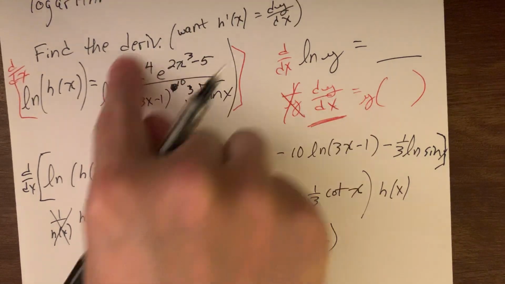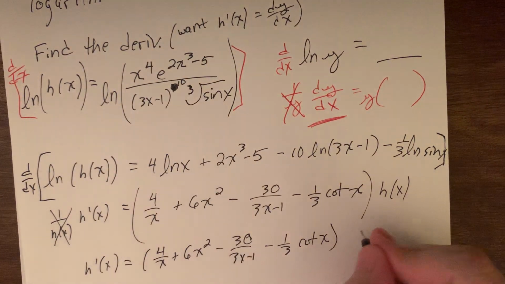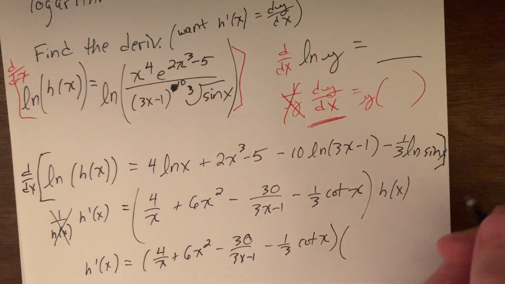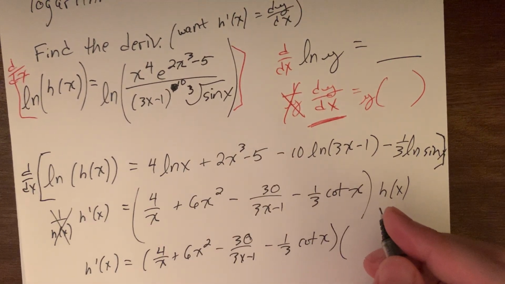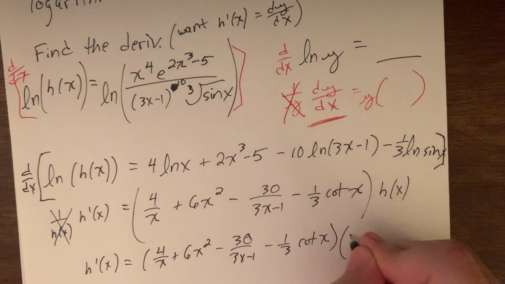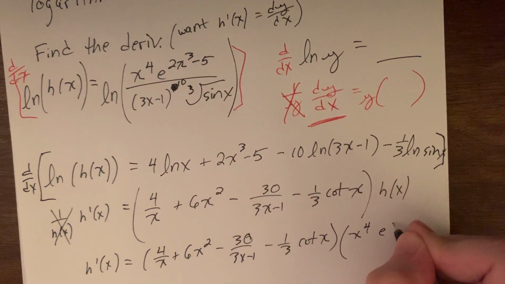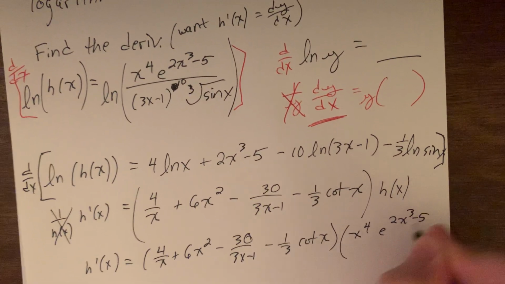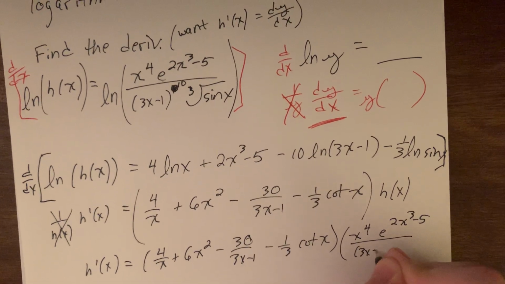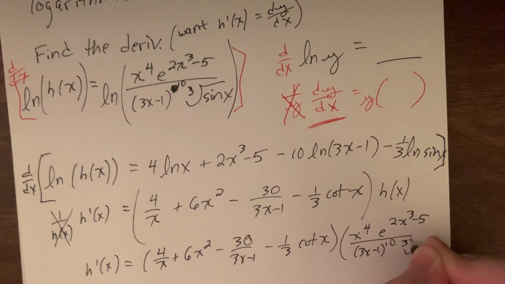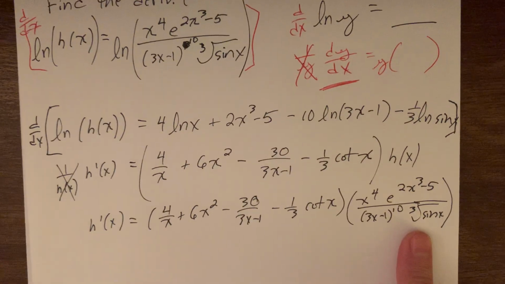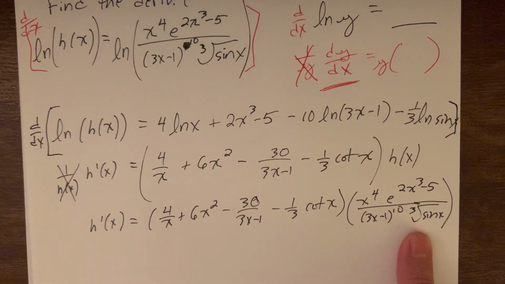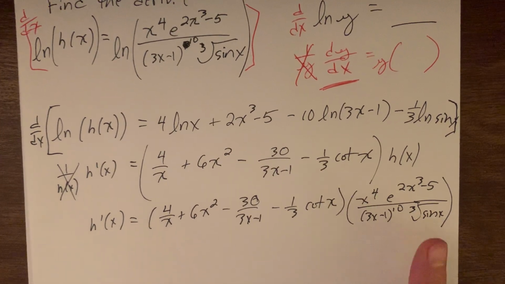So that's the good habit, everybody. Just make sure you get back, and don't just write times h or times f or times y. Make sure you get back what was that original h function or that original y function. x to the 4th, e to the 2x cubed minus 5 over 3x minus 1 to the 10th, the cube root of sine x. Let's do that again, everybody. So good practice, but let's see that again.